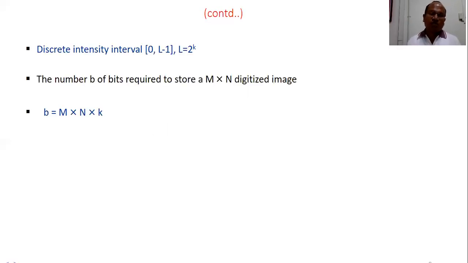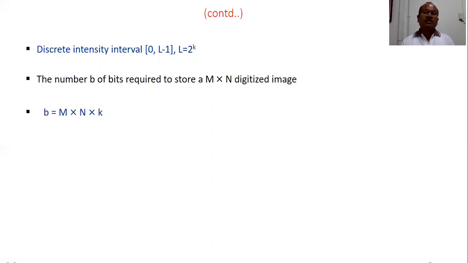A digital image is a matrix that contains grayscale values, where the discrete intensity interval is 0 to L minus 1. What is the maximum possible value of the gray level, or intensity? It is L minus 1, where L is 2 to the power k.